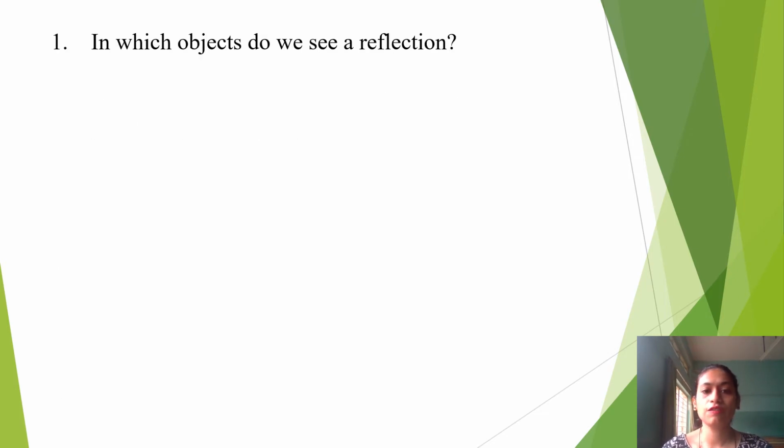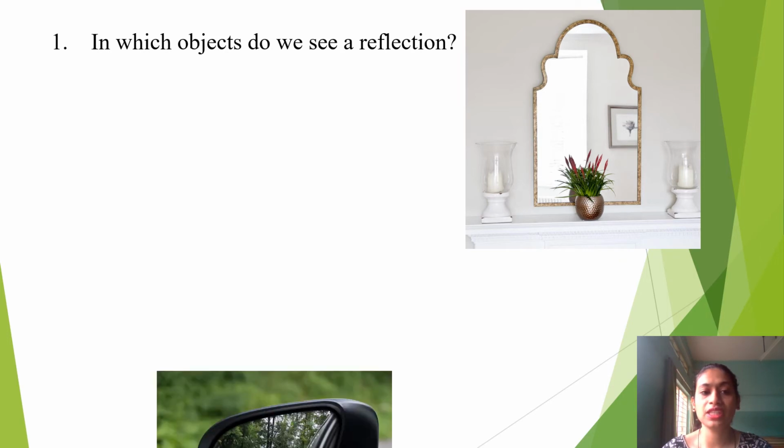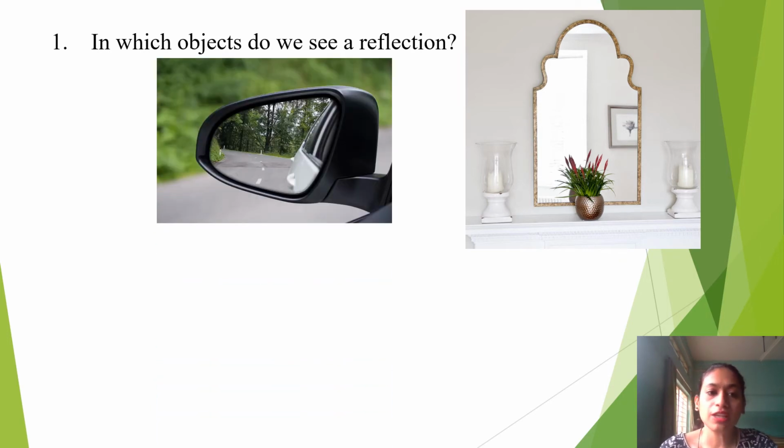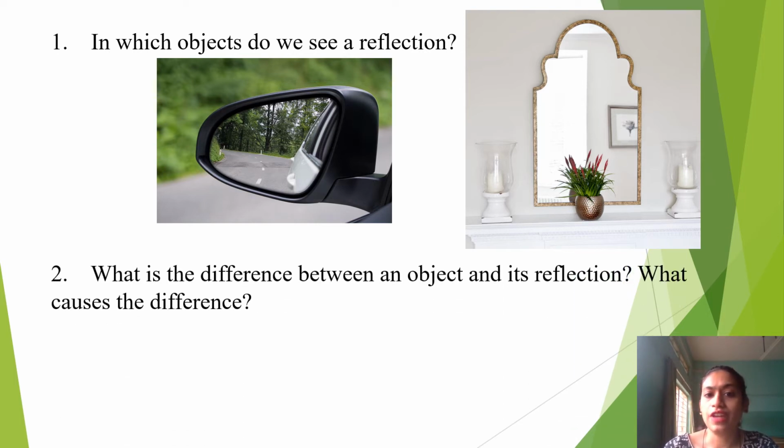Now we will be seeing a few examples. There are objects which are being given. You are supposed to tell me in which object you see a reflection. So when you see a reflection of your face in the mirror, we also see a reflection of the other object that is in front of the mirror.